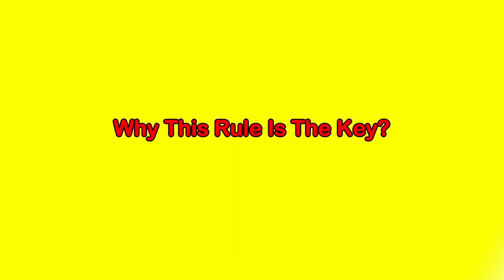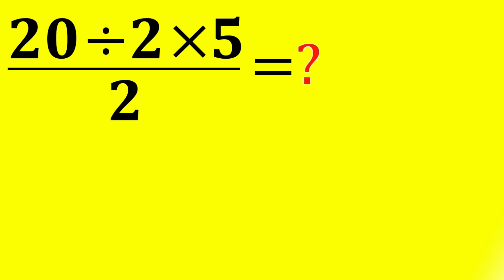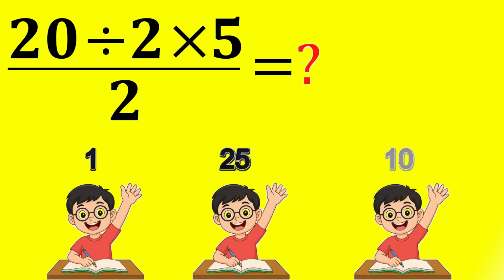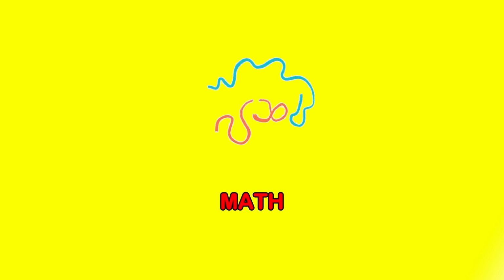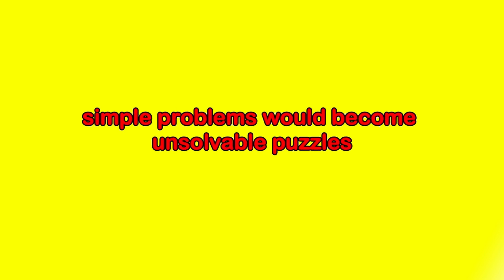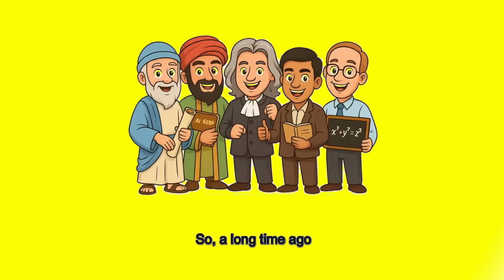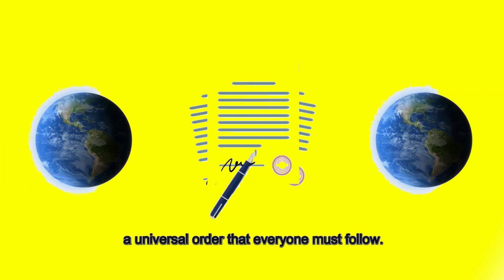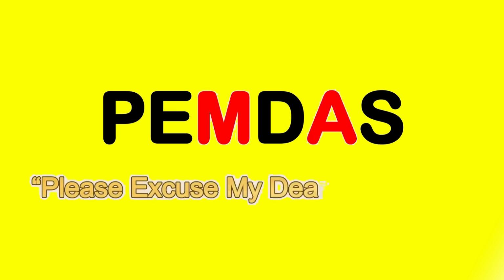Imagine a world where everyone solved the same math problem differently. If one person multiplied first, another divided, and a third went from right to left, math would be total chaos. No one would ever agree on a single correct answer, and simple problems would become unsolvable puzzles. So, a long time ago, mathematicians came together and agreed on a single rule, a universal order that everyone must follow. That rule is called PEMDAS, and we remember it with a funny little phrase. Please excuse my dear Aunt Sally.